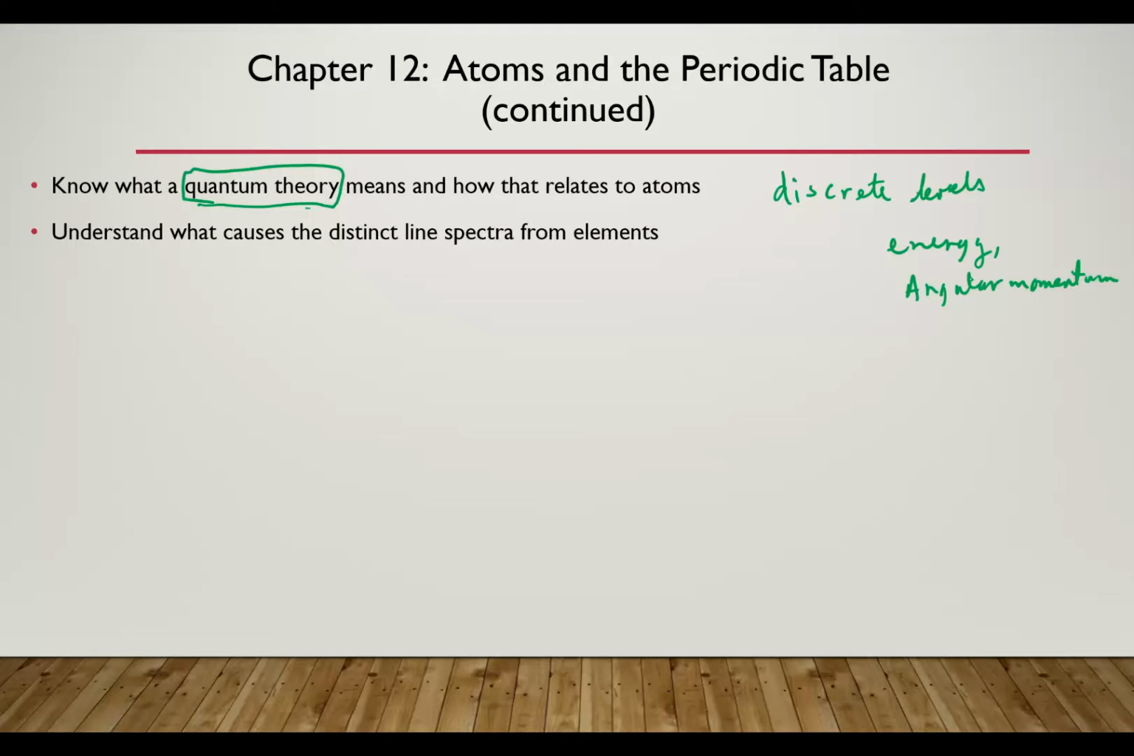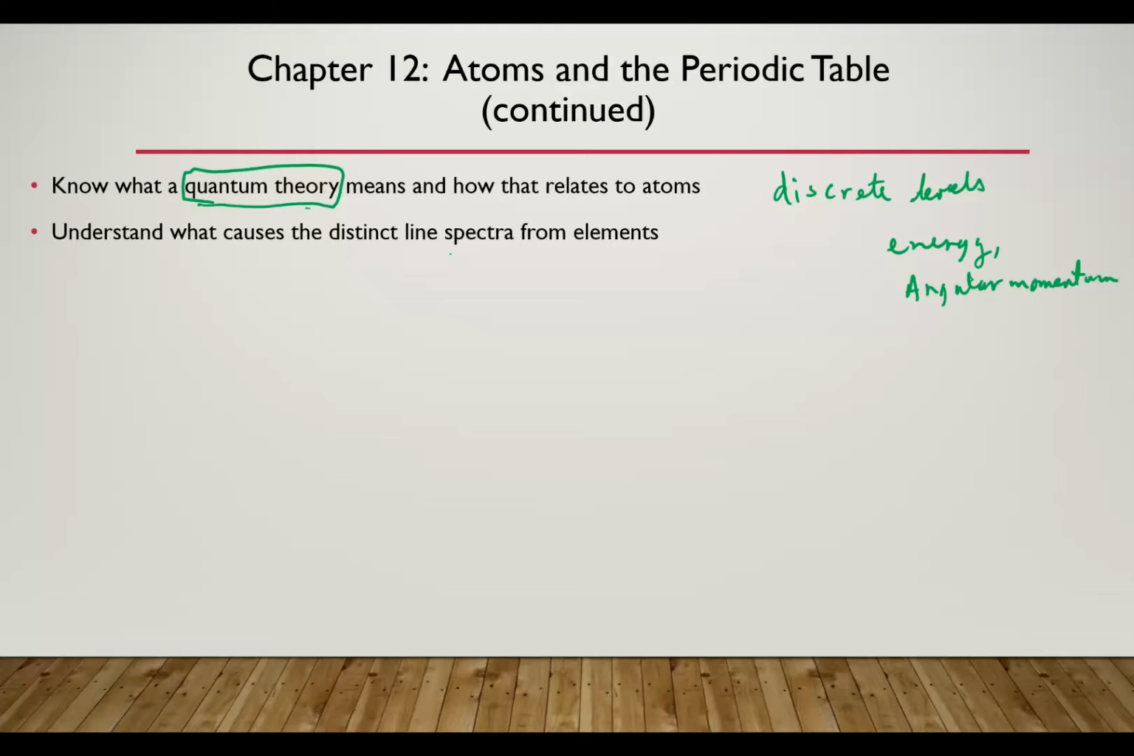If we talk about a planet orbiting the sun, it can have any energy orbiting the sun. It can have any distance from the sun. It is allowed. And so atoms, we have these discrete energy levels, discrete angular momenta. And that's what makes the quantum model.